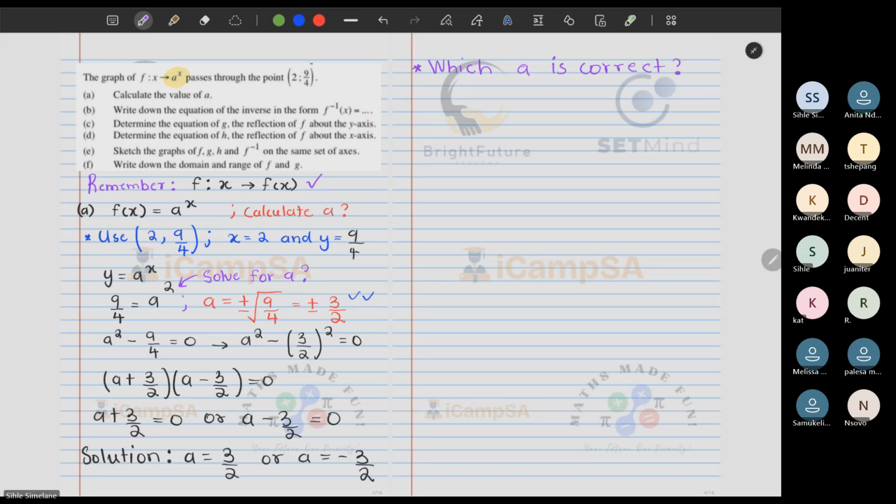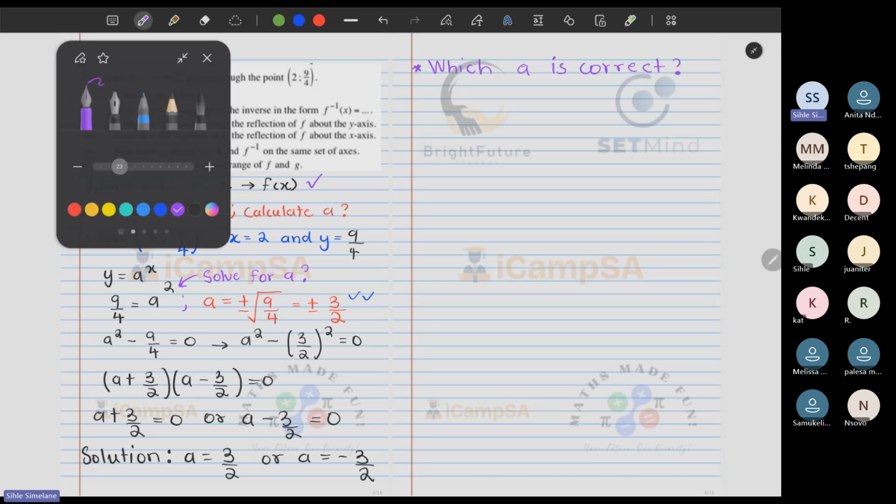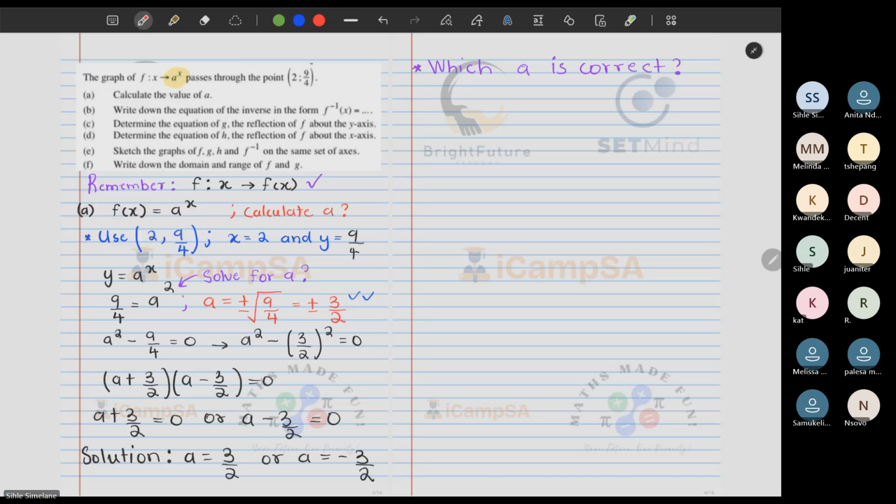Okay. So let's take that. So your comment there is correct. So we'll take a is 3/2. So this will be our answer. For anyone who doesn't understand, you'll see a bit later why the other one will give us a problem.